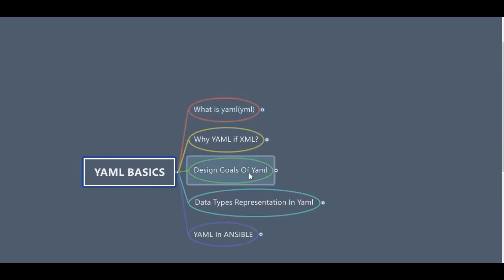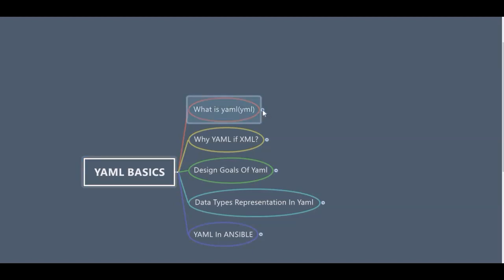First we will discuss what YAML is, why we are going to use YAML, and the design goal of YAML. Then we will understand the data type representation, how the data is represented within YAML, different types of data like a scalar value, multi-value, multi-collection. After that, we can also look at the structure within Ansible, how it is used within Ansible.